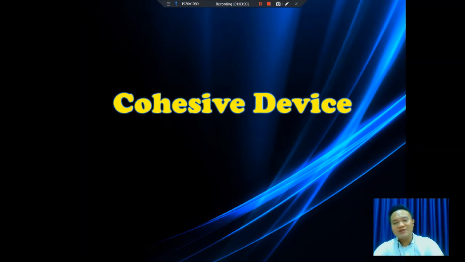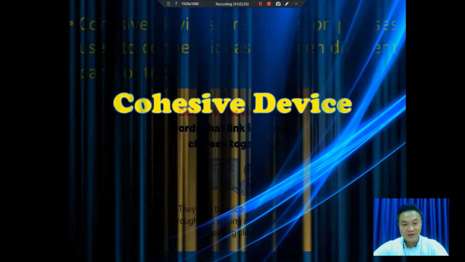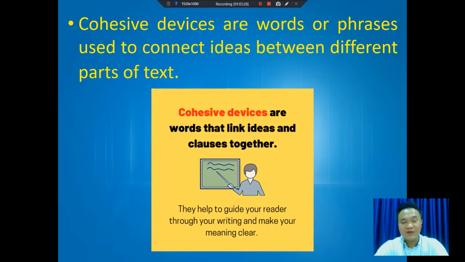We come to another new chapter, which is cohesive devices, because just now we talked about the four criteria that you have to fulfill, especially the organization of your essay. Cohesive devices are one thing that is very important while writing your narrative essay. Cohesive devices are words or phrases used to connect ideas between different parts of the text. If you look at this diagram, cohesive devices are words that link ideas and clauses together. They help to guide your reader through your reading and make your meaning clear.